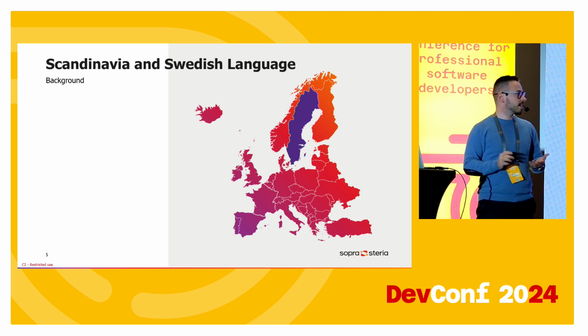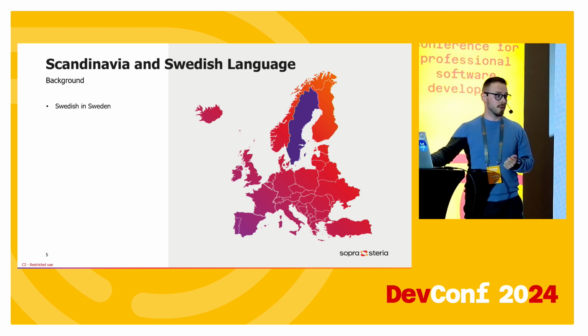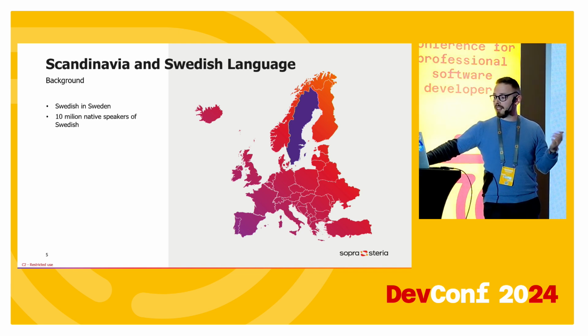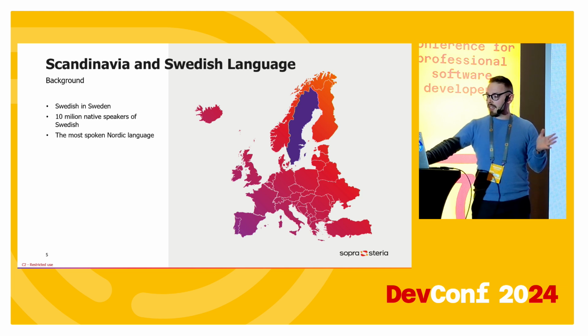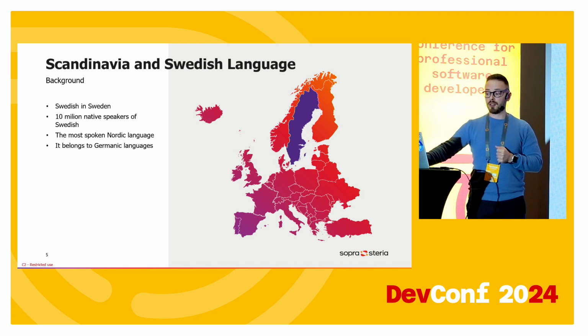So, this is the map. I marked Sweden here, and Swedish is the language spoken in Sweden. I know, shocking. It has about 10 million native speakers all over the world. It's the most spoken Nordic language, and Swedish belongs to the Germanic family of languages.